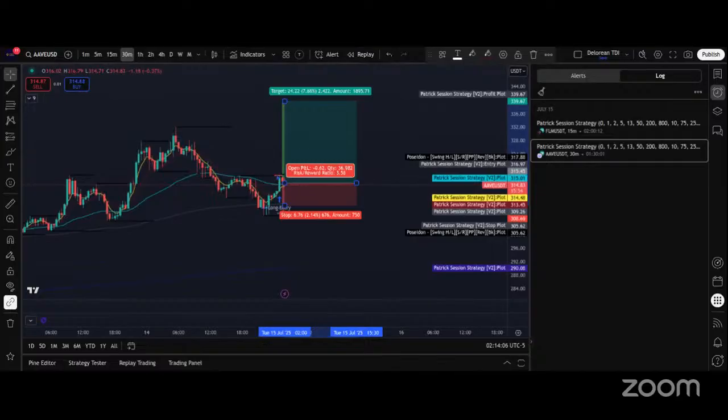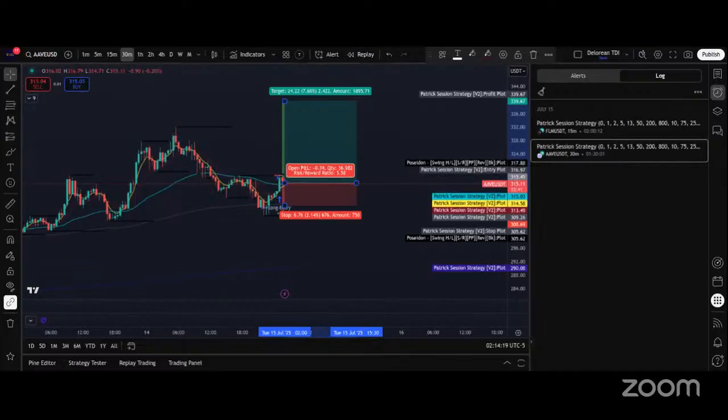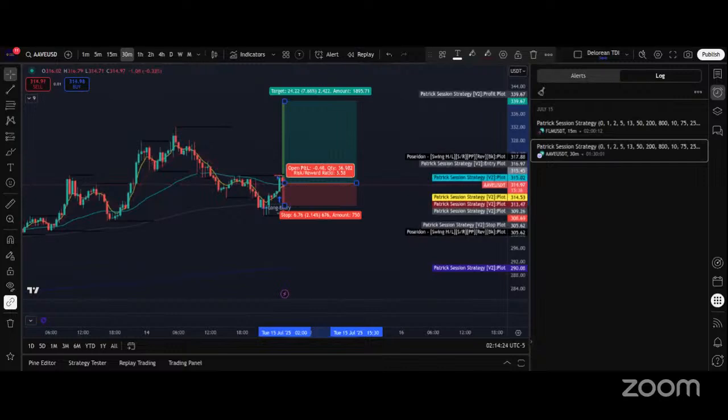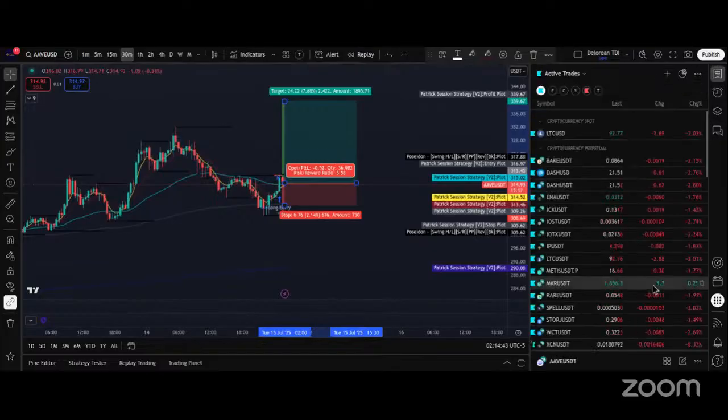Good morning, Team Money. And here's your first call of the night. AAVE USDT, a 30-minute confirmation. Market execution buy. Entry price is $315.45. Stop loss is $308.69 for 676 pips. Take profit is $339.67 for 2,422 pips, and a risk to reward ratio of 3.58. Again, that's AAVE USDT.